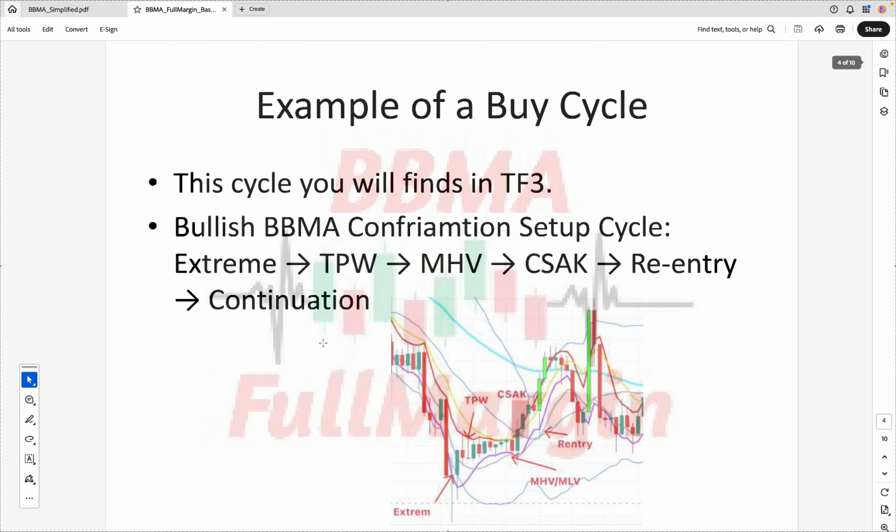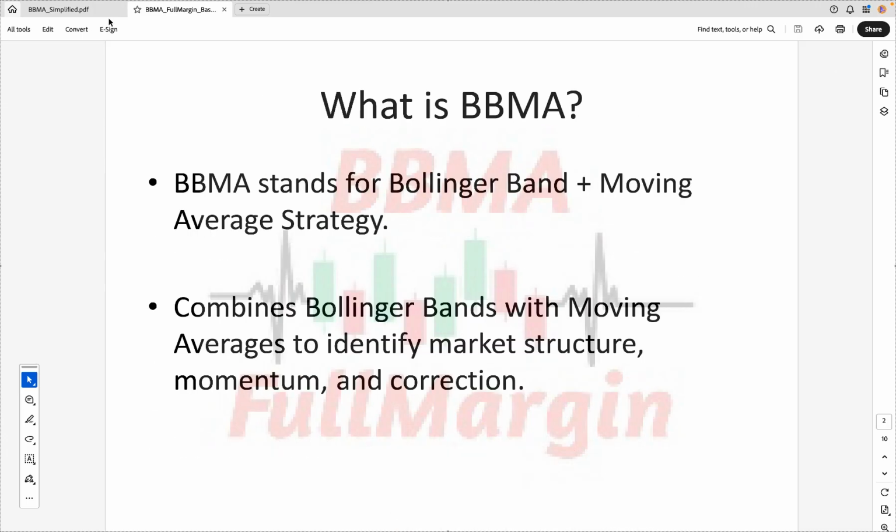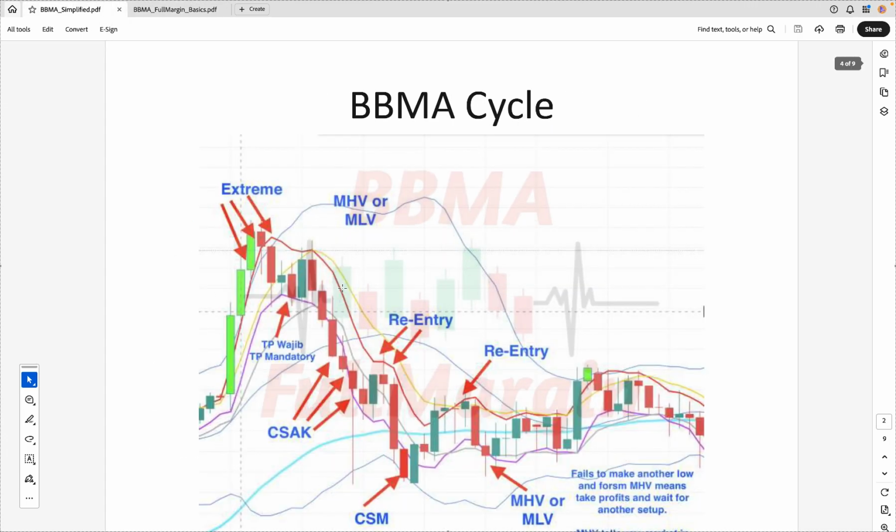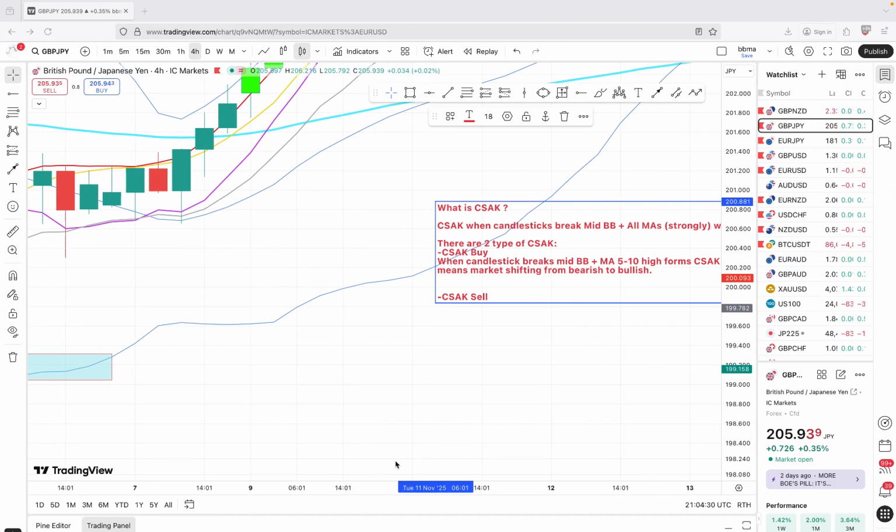You might have seen over here in my cycle. So you see over here, after this, after the CSAK, it's not over here, but this is CSAK sell. After CSAK sell, the market retreats to MA510 high and then forms a CSM to the down, and then the lower low. So there are two possibilities. After CSAK, we take a trade, and after CSM, we take a trade.